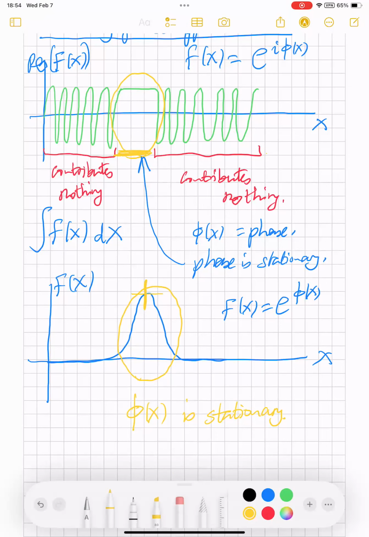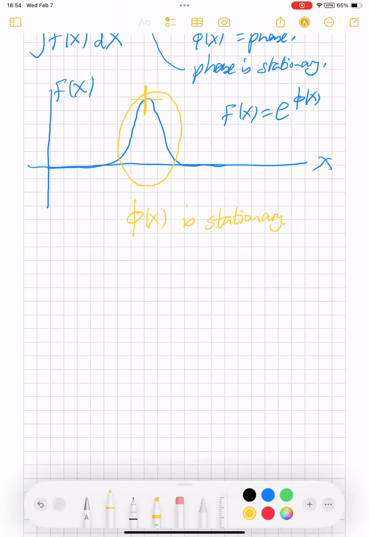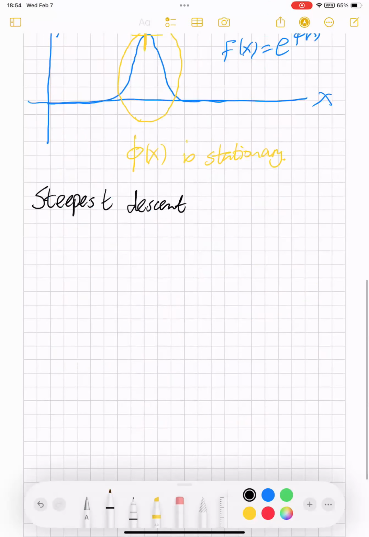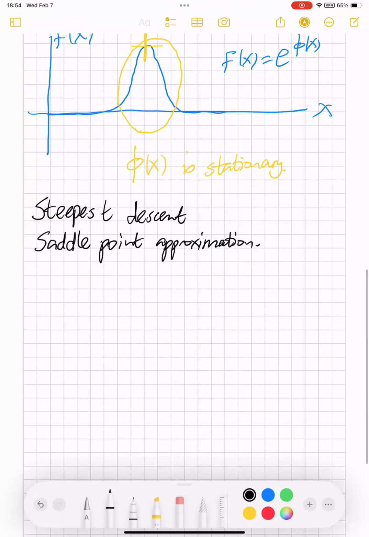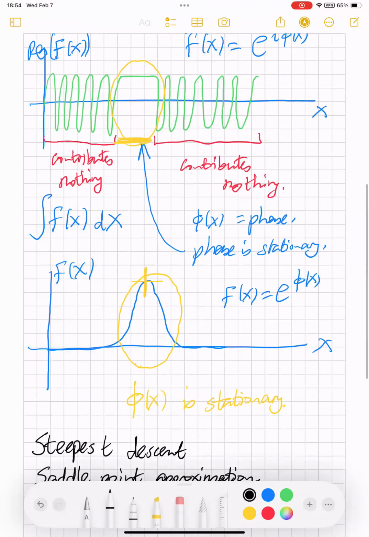These methods are all collected together into the very general method of steepest descent. Okay, so I want you to look on the internet for steepest descent. I want you to look for stationary phase approximation, and I want you to look for the saddle point approximation. These are all related methods. You should study these three techniques together, and they are enormously helpful.